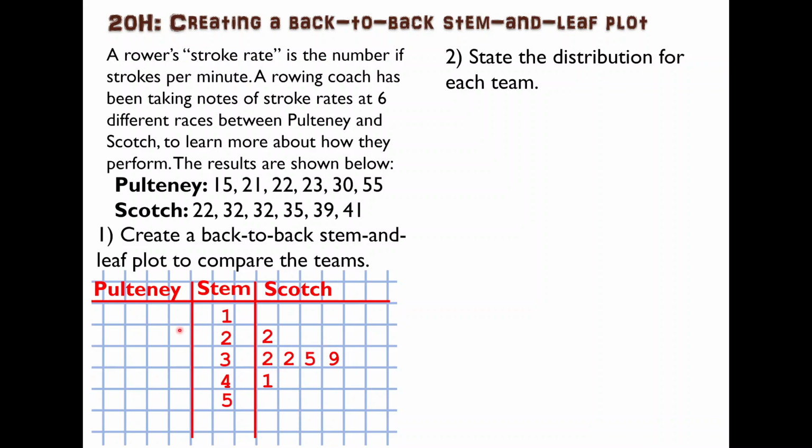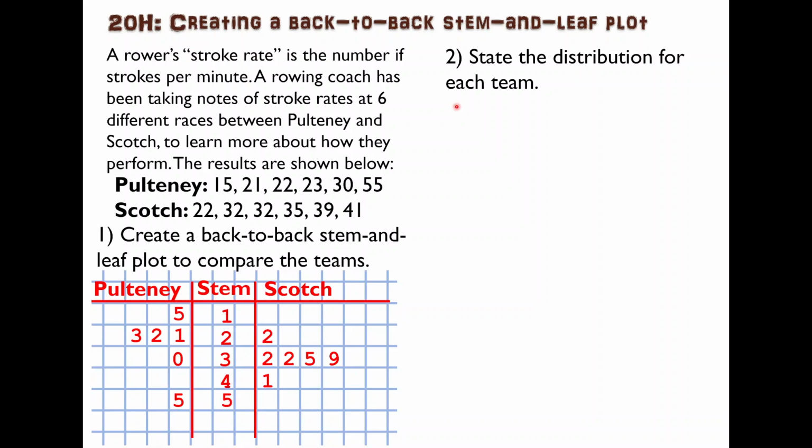Now let's do Pulteney. We've just done Scotch. Let's do Pulteney. So the first result is 15. That's in the 10s. 1, 5. The next one is 21. 21. The next result is 22. 22. 23. 23. 30. 3, 0. 55. 5, 5. There we go. So now it's just like a stem and leaf plot, but I can compare the two teams.